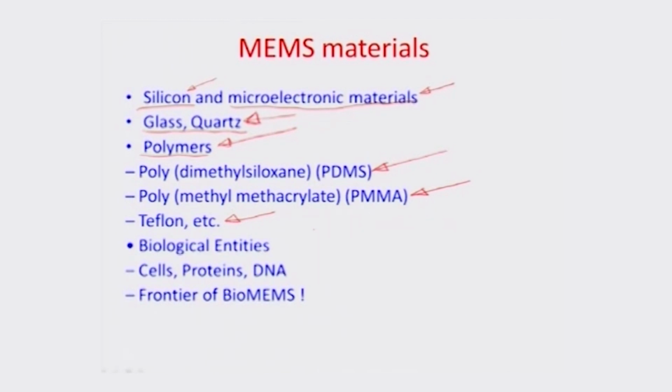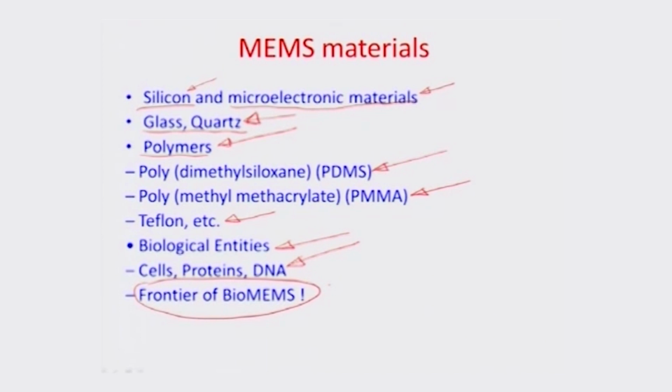And then of course there is this whole new domain of microsystems which uses biological entities like cells, proteins or DNA, and these are also some of the frontier research areas in BioMEMS, as to how to micromanipulate or nanomanipulate the biological entities for fabrication or advanced manufacturing of MEMS at this particular scale. So let's begin with silicon.